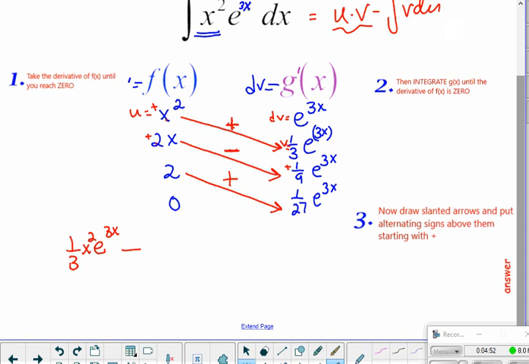And it's going to be a 2 times a 1/9, so 2/9 x e to the 3x. Third diagonal here. Looks like we got positive times positive times positive. So we are going to have 2/27 e to the 3x plus some constant.